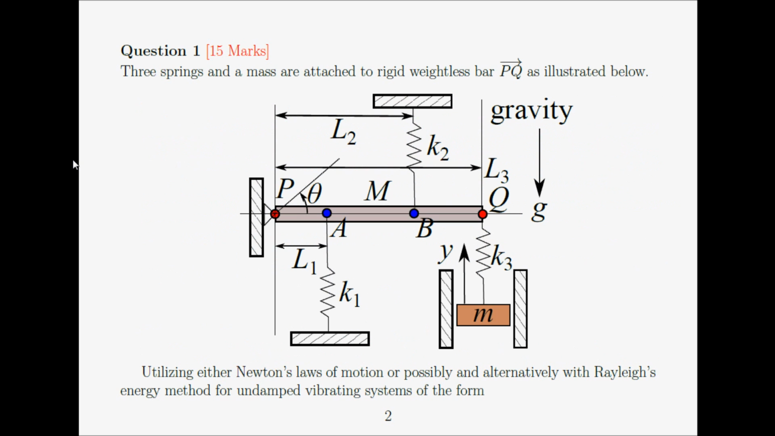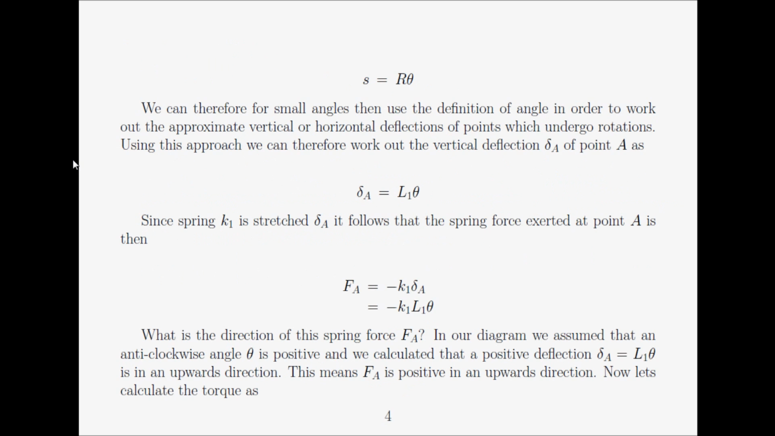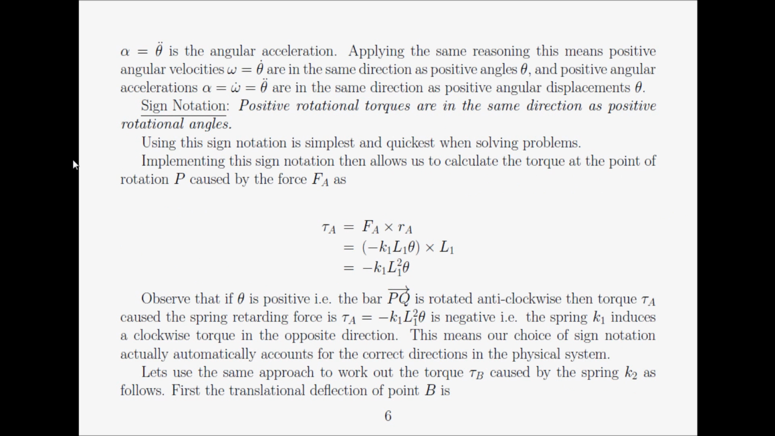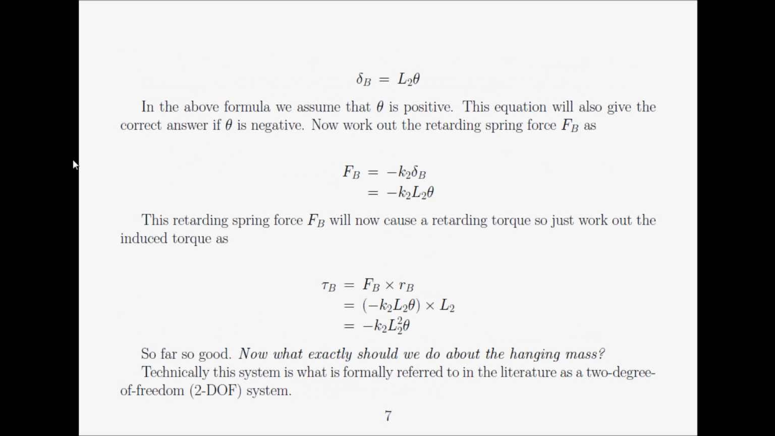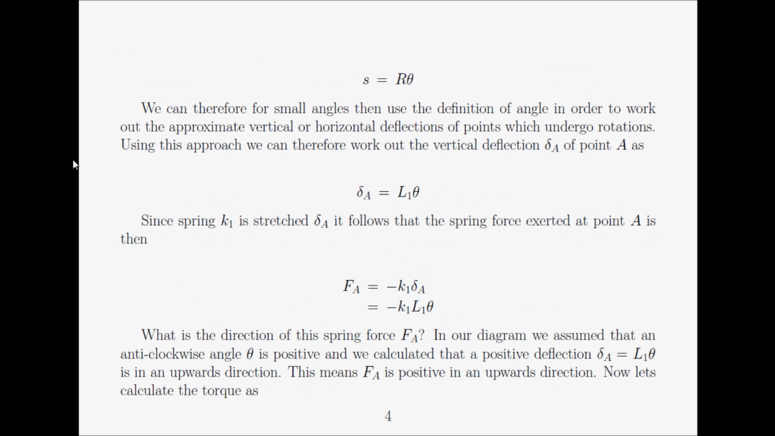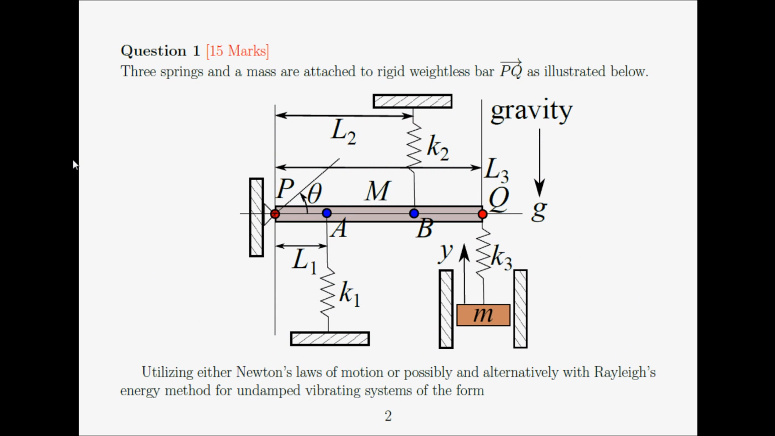We've analyzed the point A and the point B, the forces and the resultant torques. Now we have to look at the suspended mass, little m. What exactly does this suspended mass do to the system? Well, technically in this problem, it is referred to as what's known as a 2-degree of freedom system. What do I mean when I say 2-degree of freedom system?